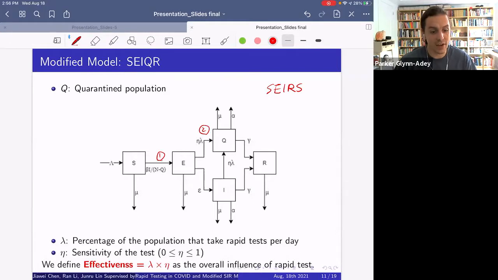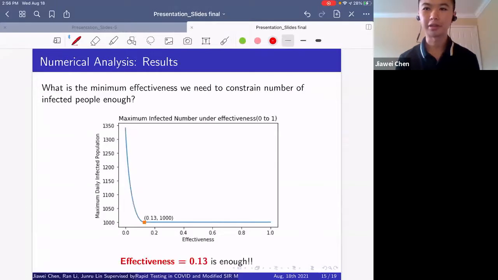Ooh, a question has appeared in the chat. Noah Argon, thank you for asking a question. Why is the minimum effectiveness necessary? The point of a minimum effectiveness is that we want to see the breaking points between not controlling the pandemic and a minimum that we have to do. The effectiveness is partially depending on the intrinsic quality of the test itself, and partially depending on the compliance rate. So we want to see how high the overall effectiveness has to be to control the pandemic. So the point is to find the critical points. Does that answer the question? Thank you.